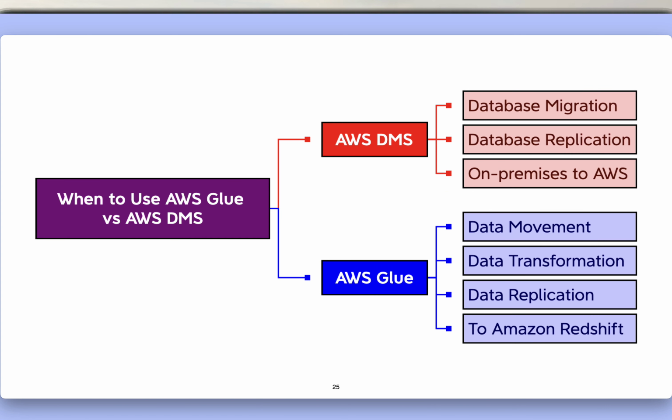When to use AWS Glue versus AWS Database Migration Service, AWS DMS. 1. AWS DMS, database migration and replication. AWS DMS is mainly for migrating databases to AWS and facilitating database replication between on-premises and AWS sources. It is recommended for these specific use cases. 2. AWS Glue, data movement and transformation. Once your data is already on AWS, AWS Glue can be used for moving, combining, replicating, and transforming data into another database or data warehouse like Amazon Redshift.